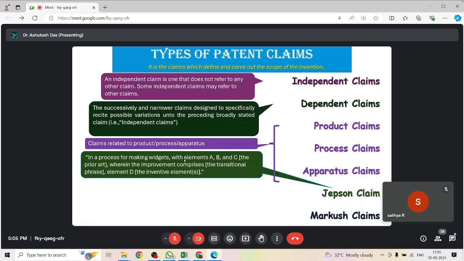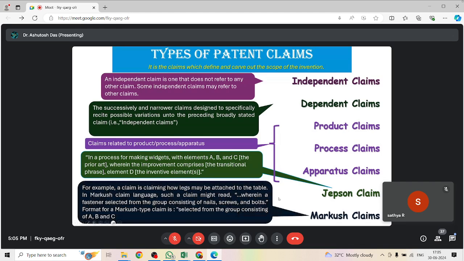Modified it, varied it, changed it. That you can be a Jepson claim. Improvement comes. A Markush claim is another claim where you cover broader coverage. Like a claim claiming how legs may be attached to the table. A Markush claim might read, wherein a fastener selected from the group consisting of nails, screws, and bolts.